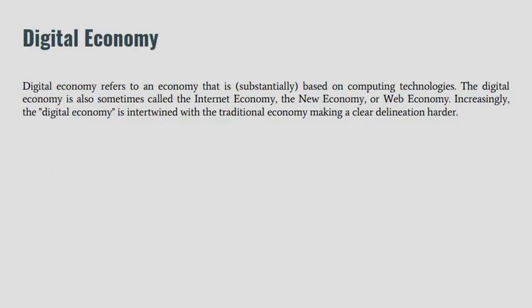Okay, so let's talk about digital economy. It refers to an economy that is substantially based on computing technologies, right? It involves computation, it involves computing devices. The digital economy is also sometimes called the internet economy, the new economy, or web economy. Now it is very difficult to differentiate between digital economy and traditional economy, because by default the economy itself is determined by the digital economy, as said in this last line. So there is not a clear distinction, and it becomes harder to differentiate between traditional economy and digital economy, right?